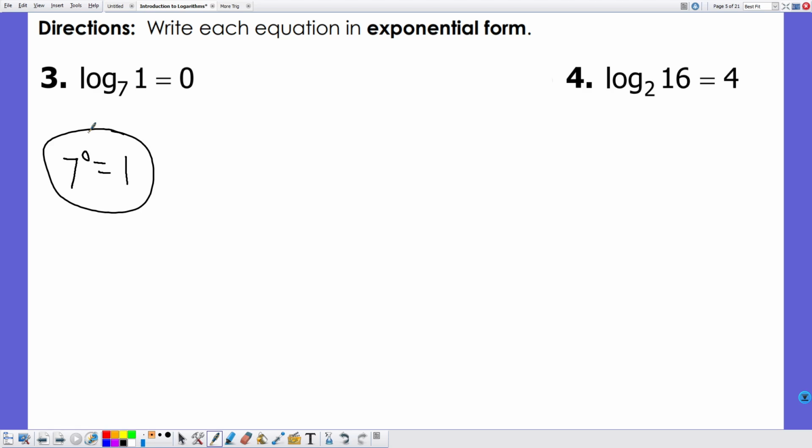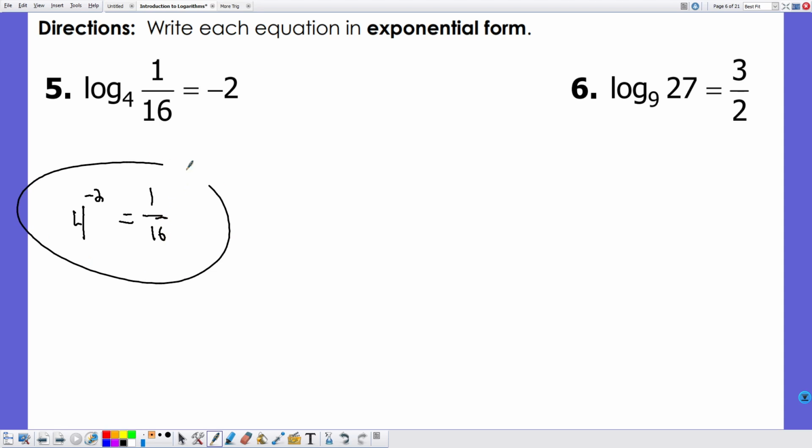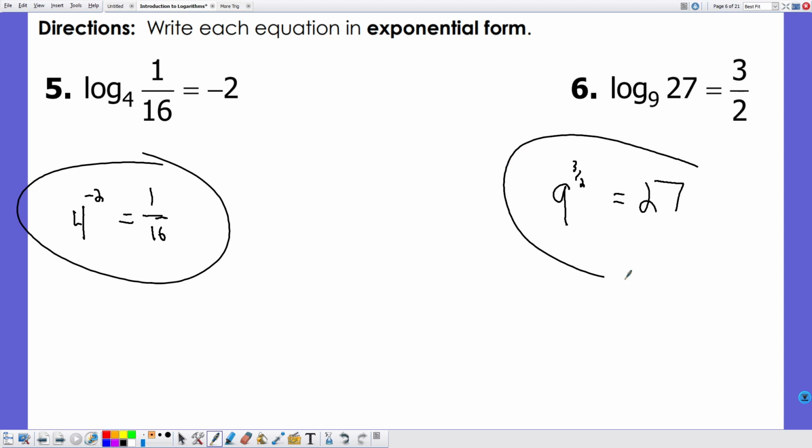Most of the time. And 2 to the 4th power equals 16. Again, your answer should be making sense at this point. 4 to the negative 2 equals 1 over 16. That's definitely true. And 9 to the 3 halves power equals 27. So that's converting from log form to exponential form.